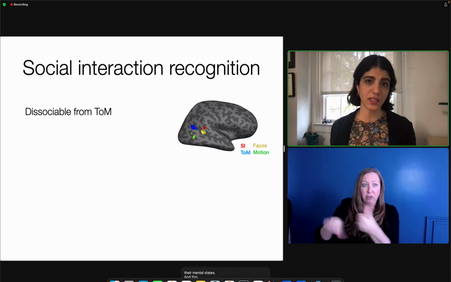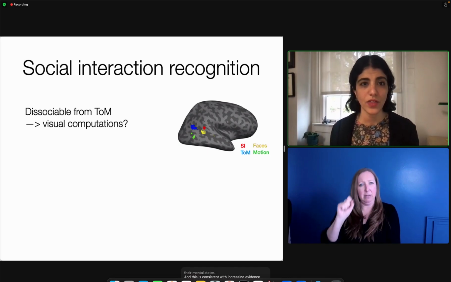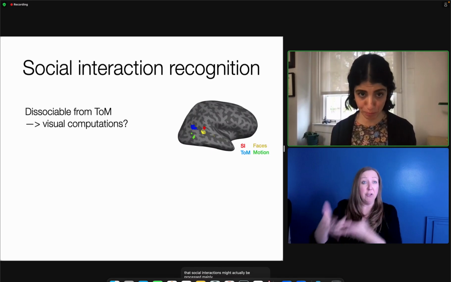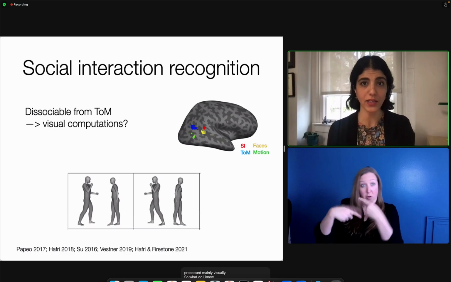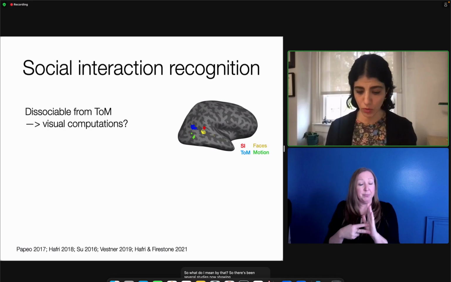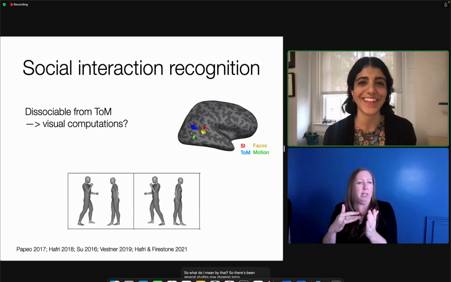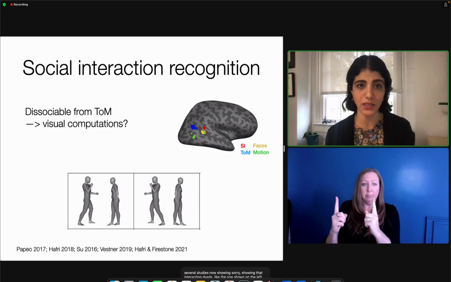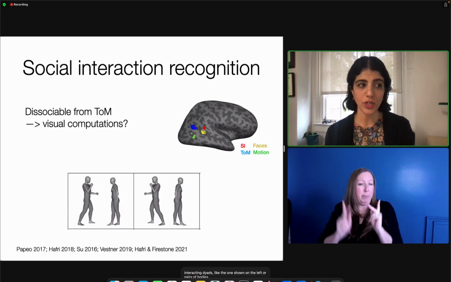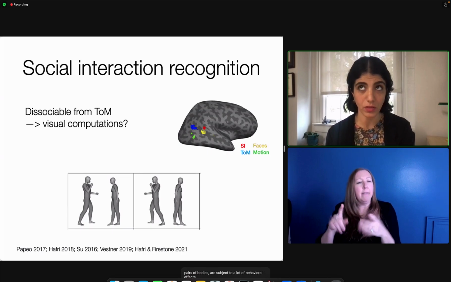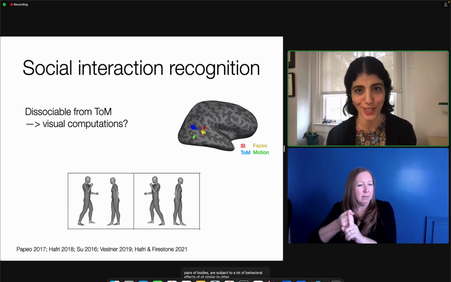And this is consistent with increasing evidence that social interactions might actually be processed mainly visually. So what do I mean by that? There have been several studies now showing that interacting dyads, like the one shown on the left, or pairs of bodies, are subject to a lot of behavioral effects similar to other areas of visual processing.